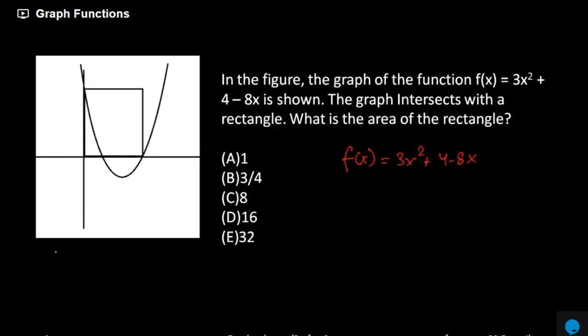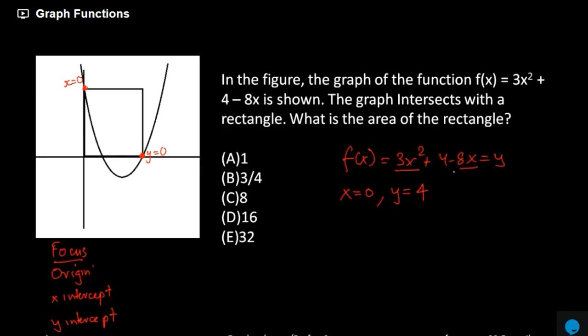Now whenever you do graphs, always focus on 3 points. Always focus on origin, always focus on the x-intercept, and always focus on the y-intercept. Now let's focus on this point here. At this point, the value of y is 0, and at this point, the value of x is 0. Now when the value of x is 0, y is pretty straightforward 4 here, because this becomes 0 and this becomes 0, y becomes 4. That means when the value of x is 0, then the value of y is 4. That means the distance from here to here is equal to 4.